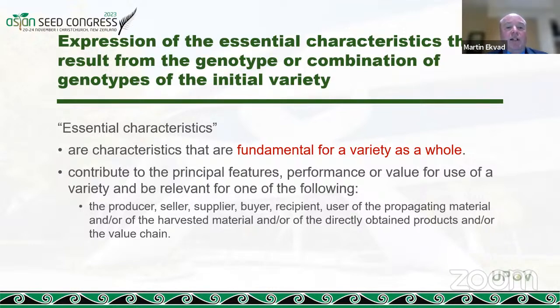So such essential characteristics, it is important that they are fundamental for the variety as a whole. So such characteristics should contribute to the principal features, performance, or value for use of a variety and be relevant for one of the following: the producer or the seller, supplier, buyer, recipient, user of propagating material and/or the harvested material and/or the directly obtained products and/or the value chain. So these are indications of when characteristics are essential, and they should be as important for the whole value chain, say, or parties in this value chain. Next slide, please.